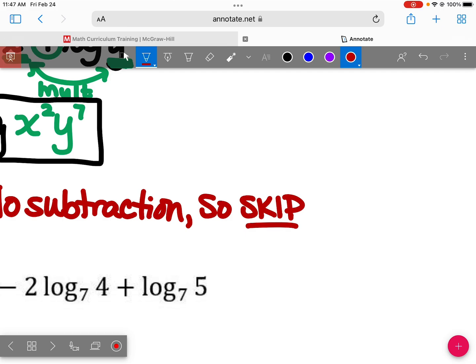I want you guys to take just about a minute. See if you can do number 2 on your own. It's very, very similar to what we just did, except it has 3 logs. See if you can follow the process to condense this.